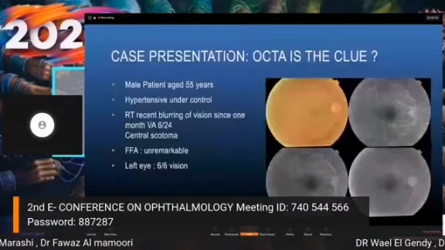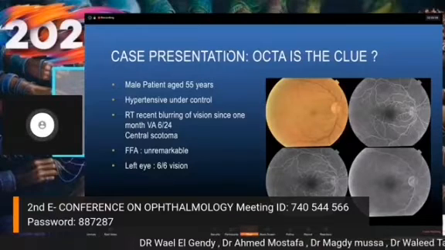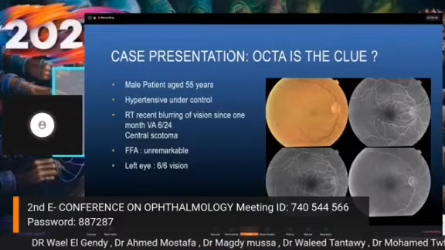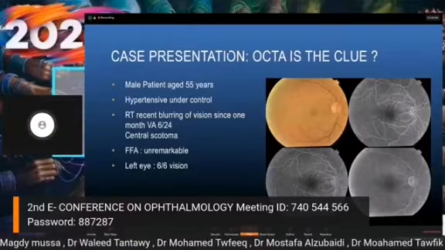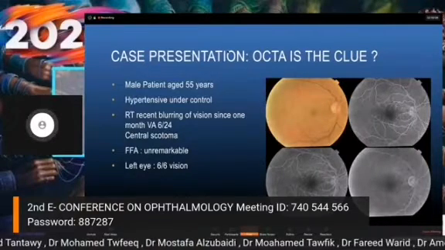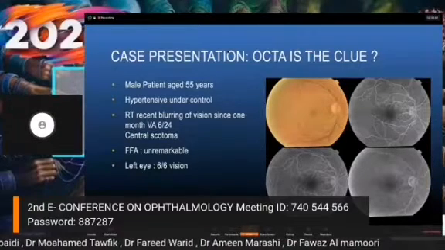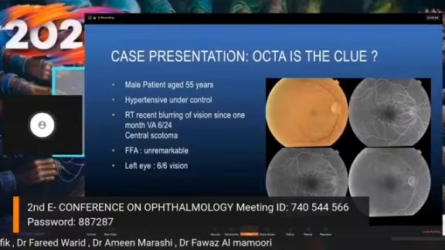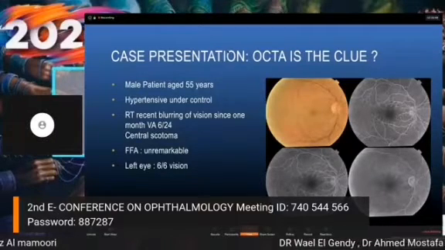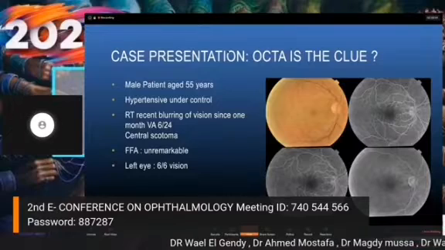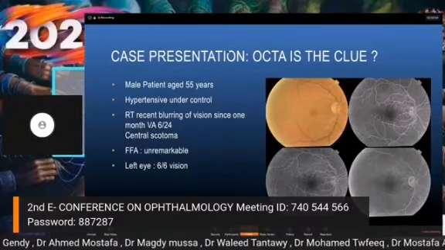Let me give you a couple of cases. I still have time, I know. A couple of cases, and I will stop and let you think, and then we can answer the question together. Sometimes OCTA can be the only clue for diagnosis of this patient. Here's a male patient, aged 55 years old. He's hypertensive, under control. Recent blurring of vision for a 1 month period, and his visual acuity is 6/24.